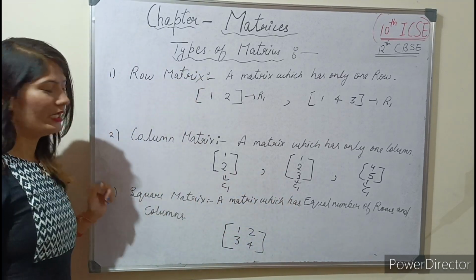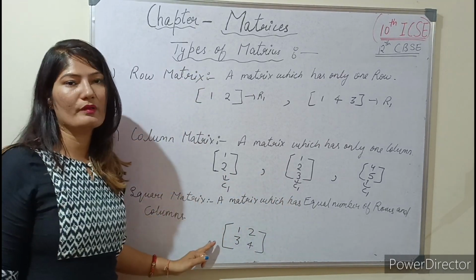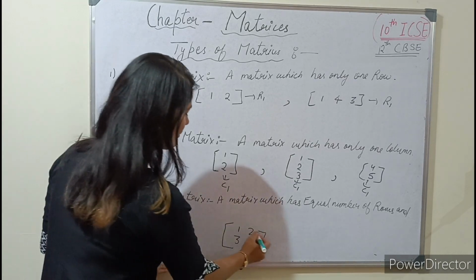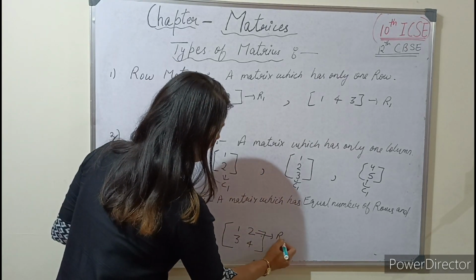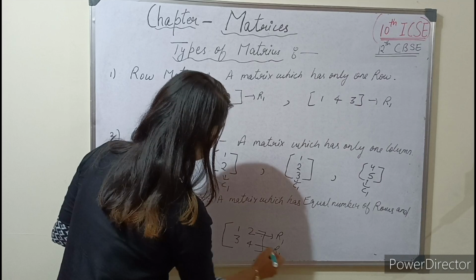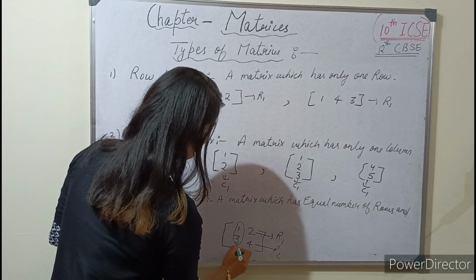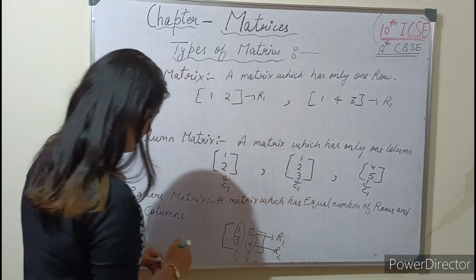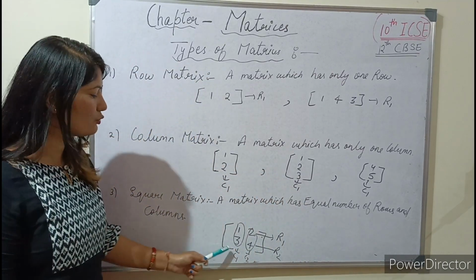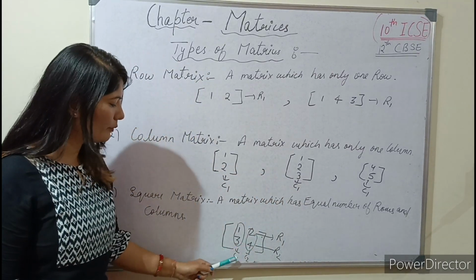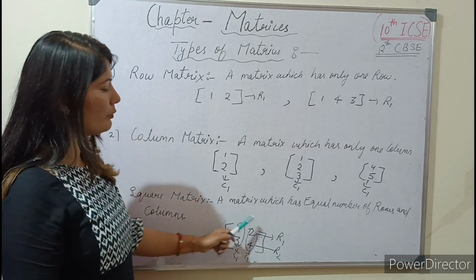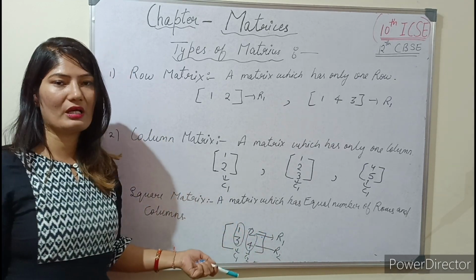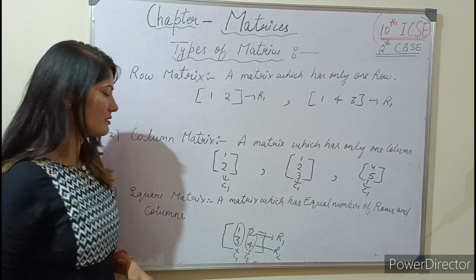So you will see that in this matrix there are equal number of row and column. You will see there are 2 row. This is R1, this is R2, this is C1 and this is C2. So it means that this matrix has 2 number of row and 2 number of column. So it means number of row and number of column are equal. So hence this is a square matrix.